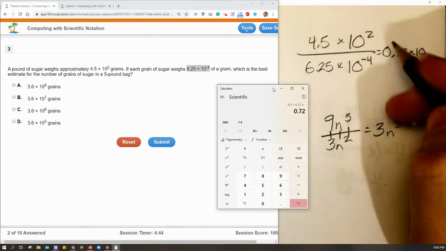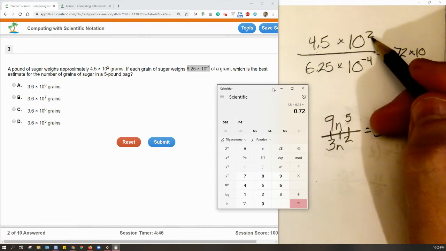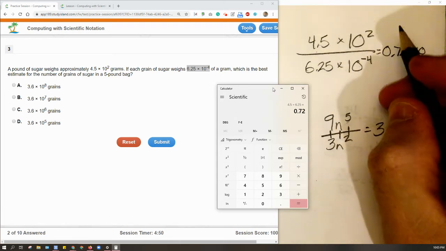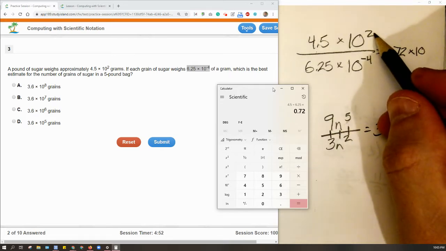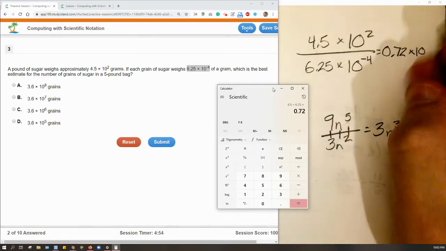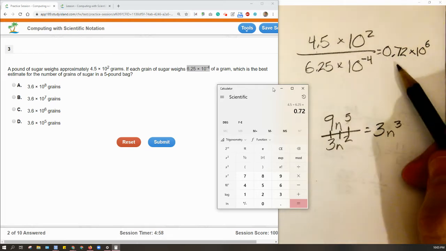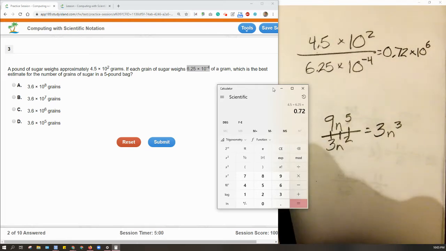and now I'm going to subtract the exponents. 2 minus negative 4. Well, I'm subtracting a negative, and you should know that when you subtract a negative, you're adding. So 2 minus negative 4 becomes 2 plus 4, which is 6. So I have 0.72 times 10 to the sixth power.